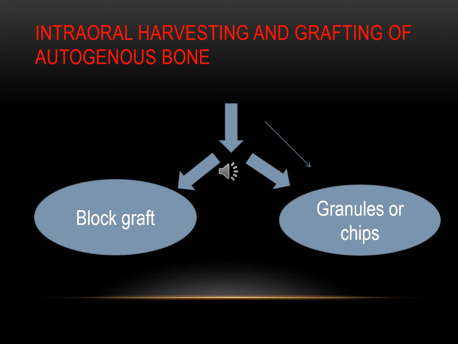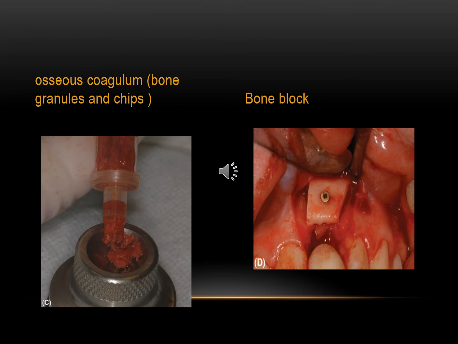Now we will talk about intraoral harvesting and the grafting of the autogenous graft. Autogenous bone graft usually is used as block grafts or as granules or chips. First picture shows osseous coagulum, which means bone granules and chips of bone mixed with blood. Second picture shows a bone block fixed by a small screw to be stable in place.